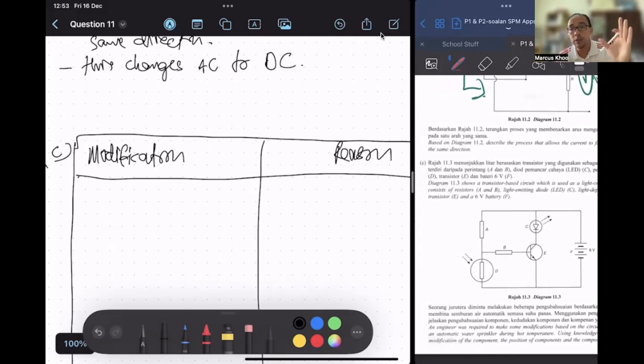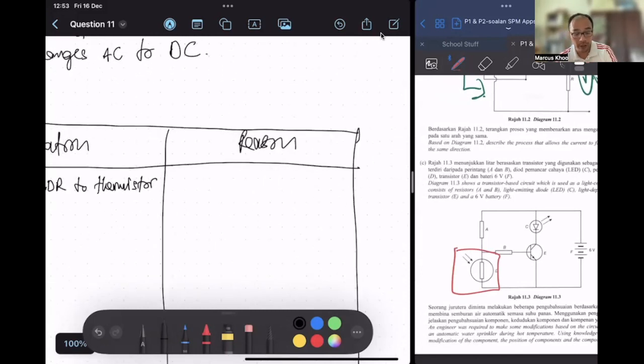So the first and most obvious one is we have to change this. This is an LDR, which we don't want, a light dependent resistor. So we want to change it to a thermistor, because a thermistor is the one that changes with the temperature. So the first one is change LDR to a thermistor.